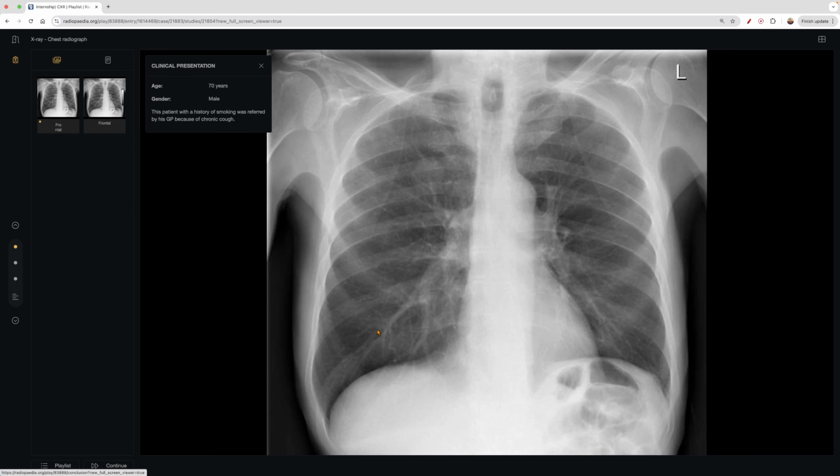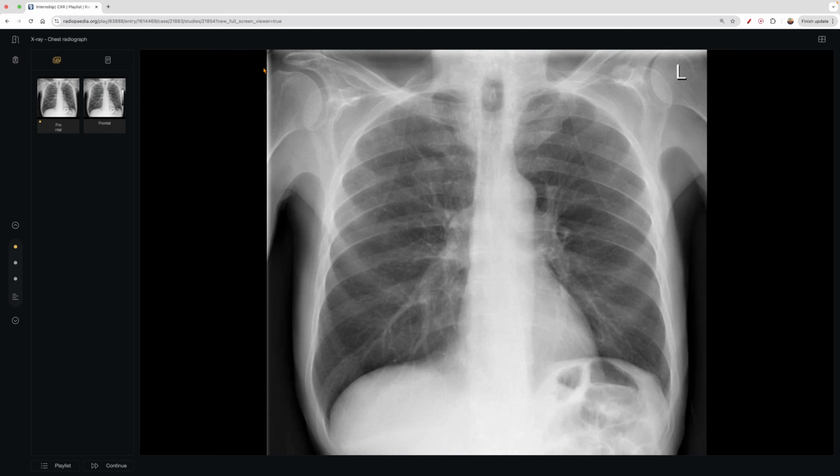And then this is our last case. Take a good look. See what you see. Pause it, think, great, you came back and you found it. So we go across, we go down. Let's see what their indication is first, sorry. The patient has a history of smoking and was referred for chronic cough. Okay, so a 70-year-old male with chronic cough. This is definitely giving me some concern for maybe some kind of malignancy.